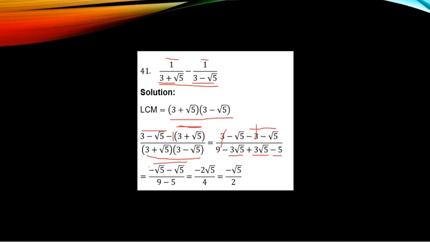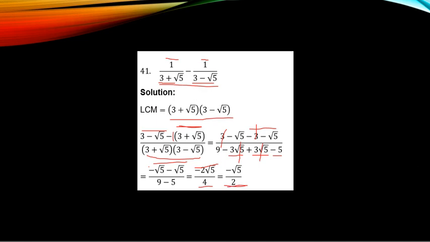The denominator, minus 3 root 5 plus 3 root 5 is 0. You are left with 9 minus 5. So minus root 5 minus root 5 is minus 2 root 5 all over 4. 9 minus 5 is 4. If you reduce 2 and 4, that is 2 is common, you are left with minus root 5 over 2.